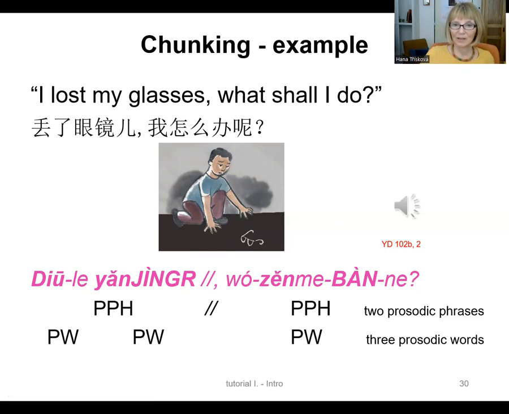Once more. 丢了眼镜了，我怎么办呢？ There are two prosodic phrases. 丢了眼镜, and the second one is 我怎么办呢?